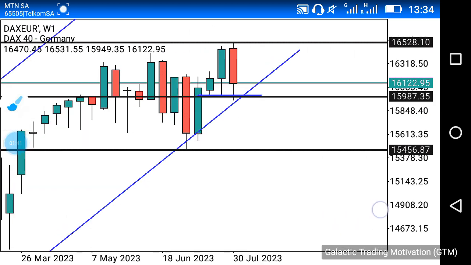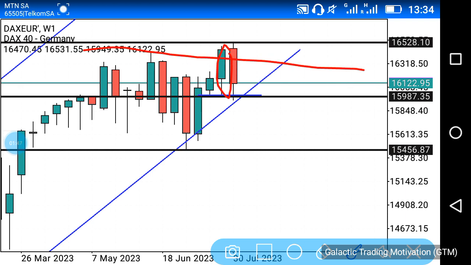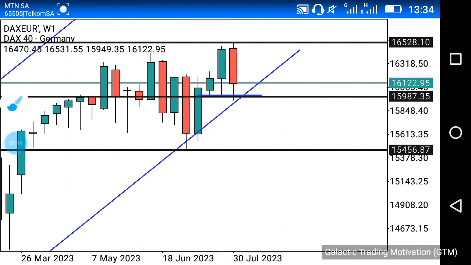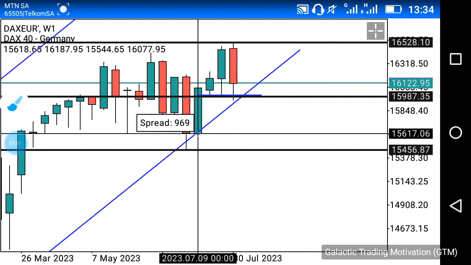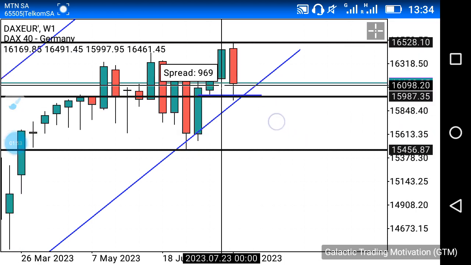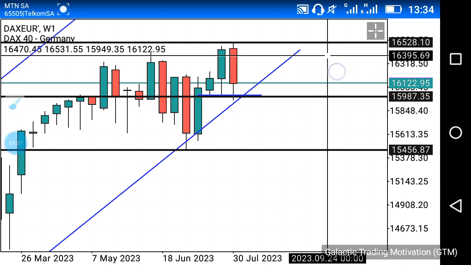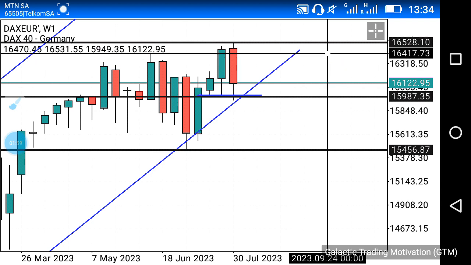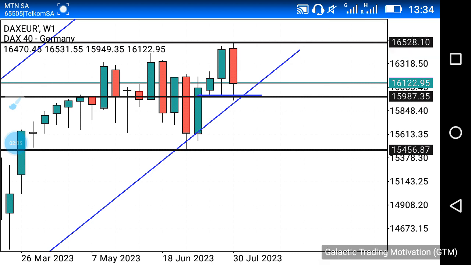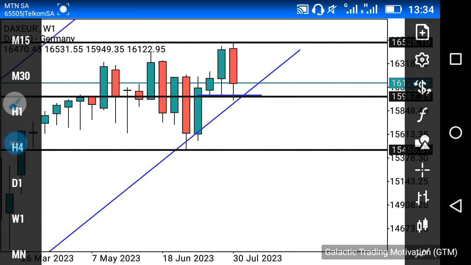And what happened from there is that we actually saw this bullish candlestick closing to the upside of that previous all-time high. If I can just use the crosshairs to illustrate this point, we had this candlestick over here, which is a bullish candlestick, closing above this previous all-time high, which is the 16417.73 level. Anyway, from here, let's head down to the daily chart and see what's happening down there.